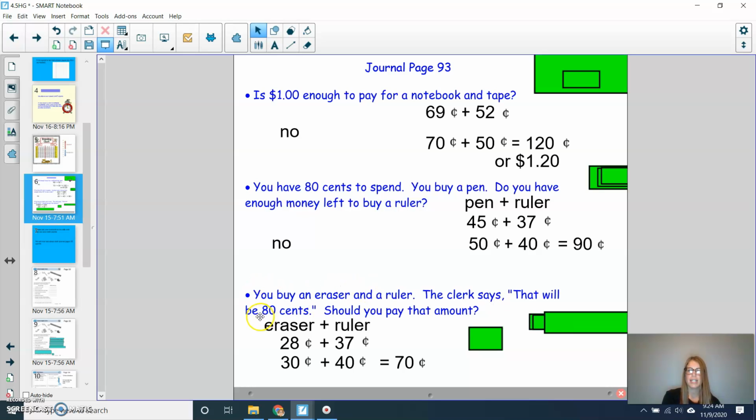Now if the clerk said that will be 80 cents, I know that 80 cents is too much. So should I pay that amount? No, I should not pay that amount.